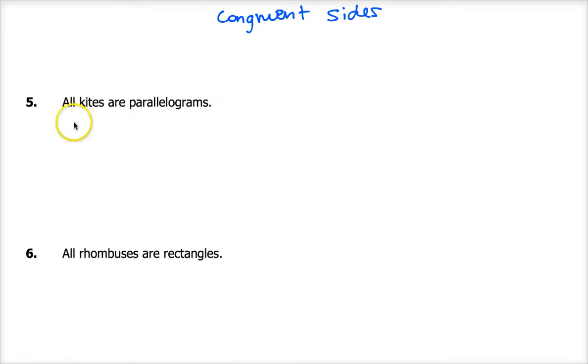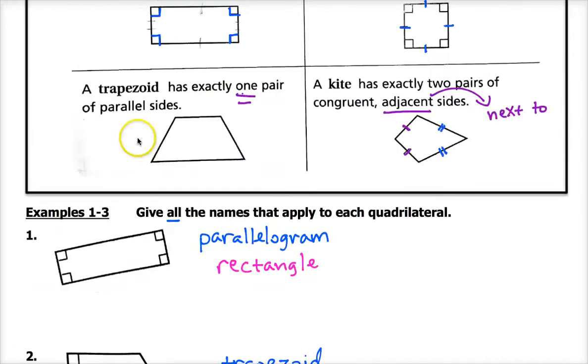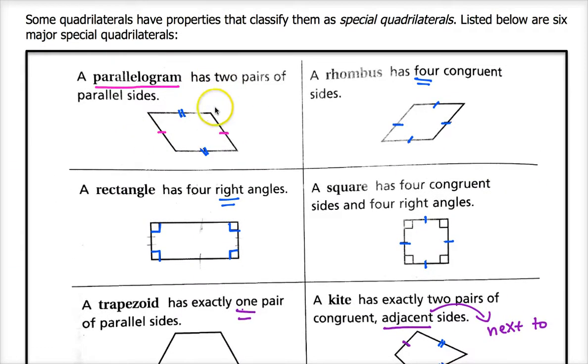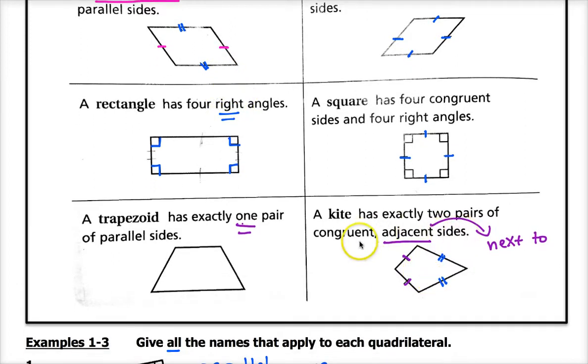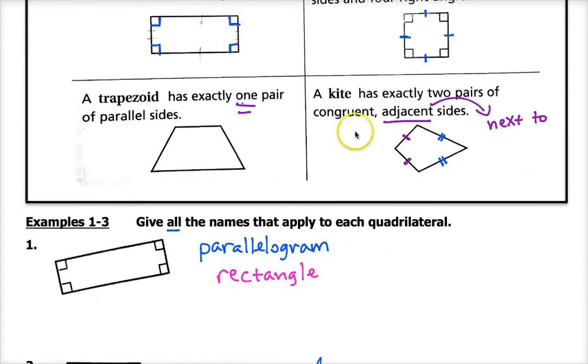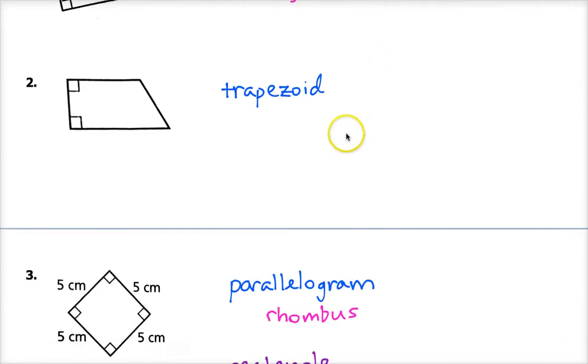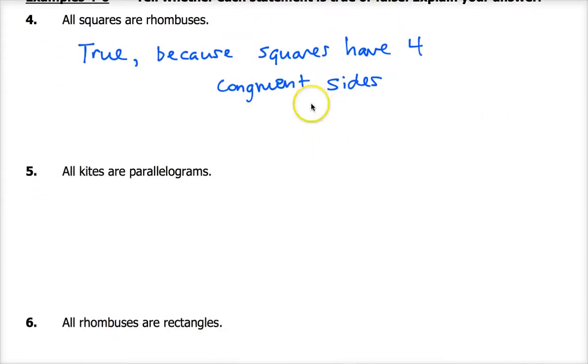Okay, number 5, all kites are parallelograms. So let's go back up and look at what it takes to be a parallelogram. A parallelogram must have 2 pairs of parallel sides. A kite, down here, has 2 pairs of congruent adjacent sides, but it says nothing about the opposite sides being parallel. In fact, if you look at this kite here, if we extended these line segments, they would not be parallel. The opposite line segments would intersect if we extended those onwards. So because kites do not have opposite sides that are parallel, this is a false statement.